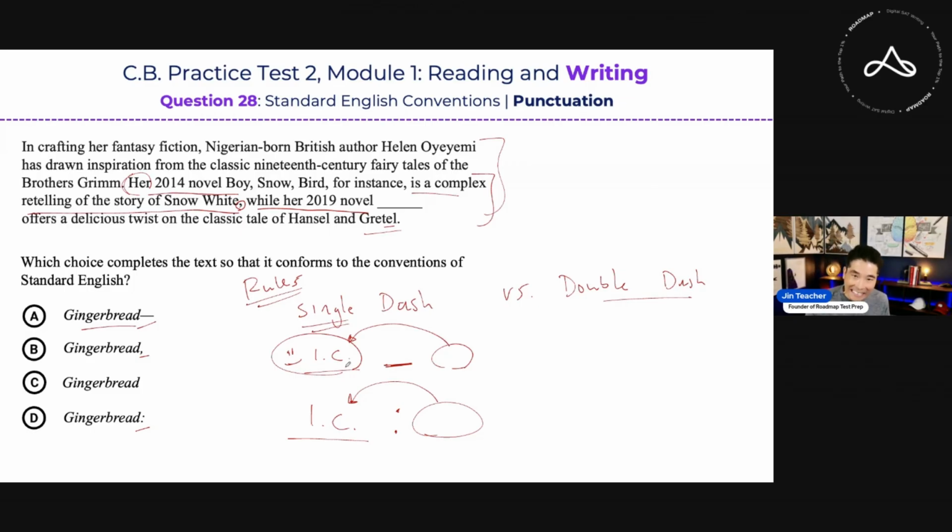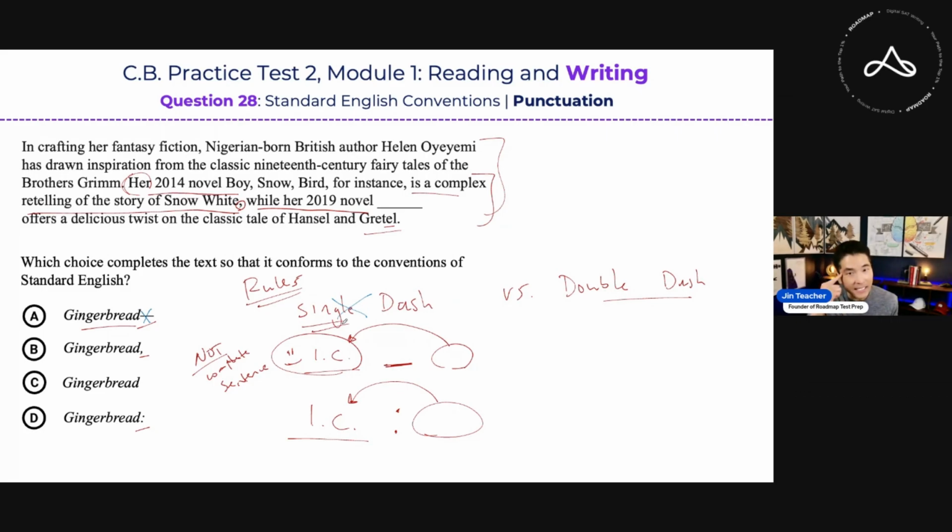No, right? It's an incomplete sentence. It's not a complete sentence. Why? Because we don't end a sentence with while her 2019 novel Gingerbread. That's not a complete sentence, right? While her 2019 novel Gingerbread is just a subject, right? So we don't have a complete sentence here. So we know that the dash is not going to work. Okay? We know that the single dash is not going to work.